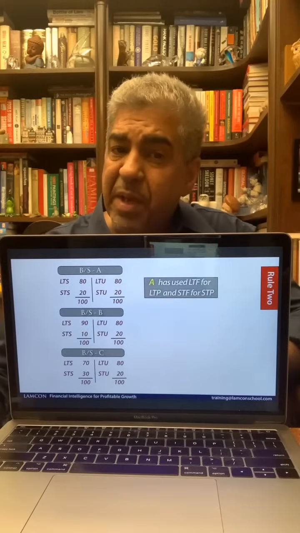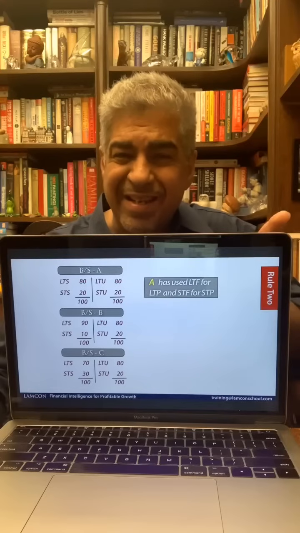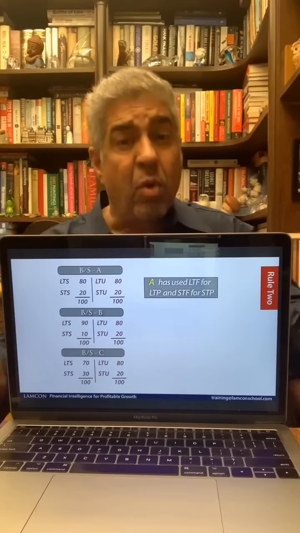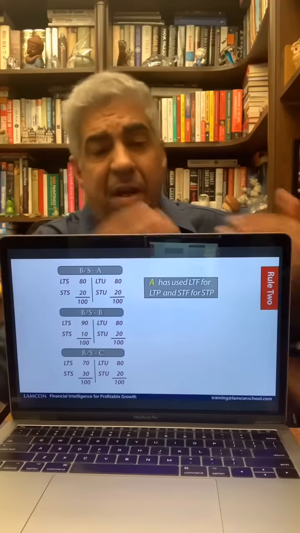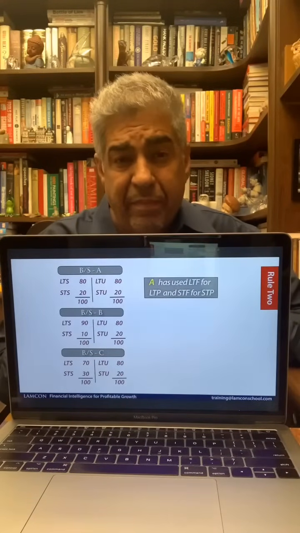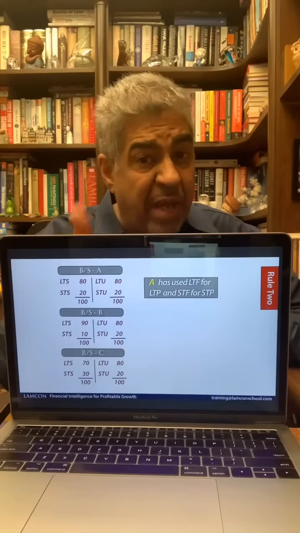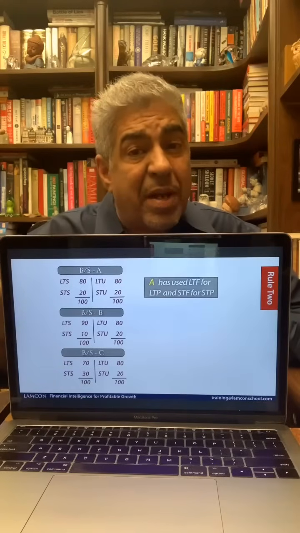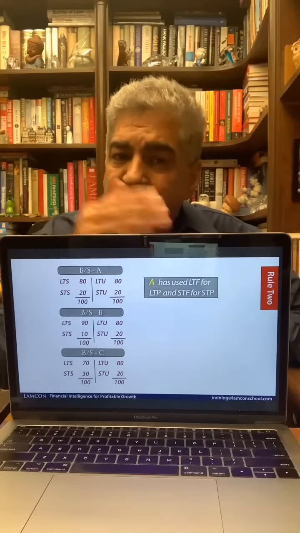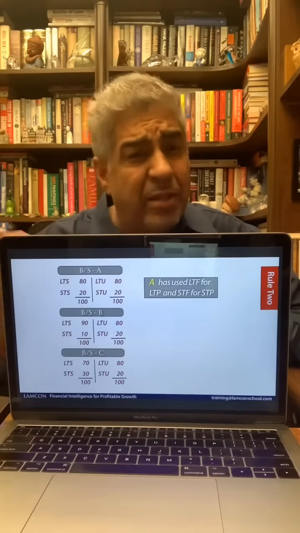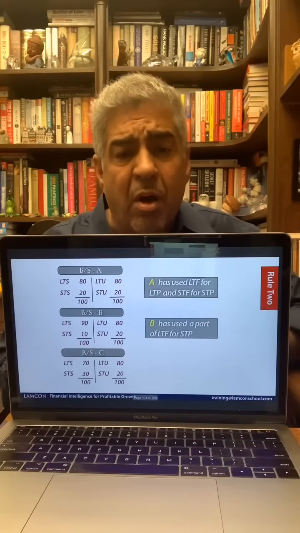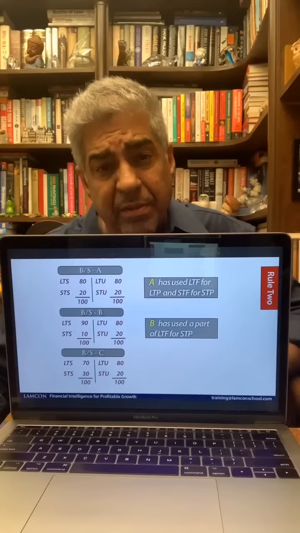How do you describe B? How much is the long-term sources? 90. How much is the long-term uses? 80. It appears that all long-term uses must have been funded from long-term sources and they have a surplus of 10. So far as short-term is concerned, the money available is 10, the utilization is 20, they're running short of 10. So how did they bridge the gap? They apparently have used that extra long-term to buy the short-term assets. So B can be described as a company that has used a portion of long-term funds for short-term purposes.